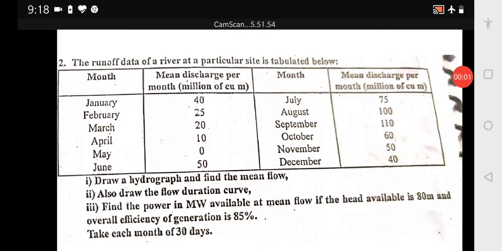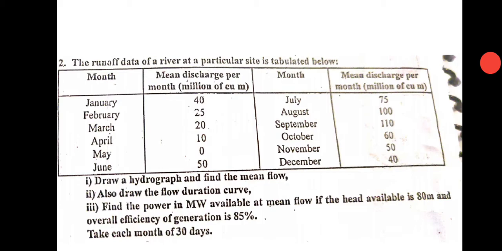Hello students. Now we shall look at the second numerical on hydel power plants. The runoff data of a river at a particular site is tabulated below. So you have got two columns. One is the month and second is the mean discharge per month in millions of cubic meters.